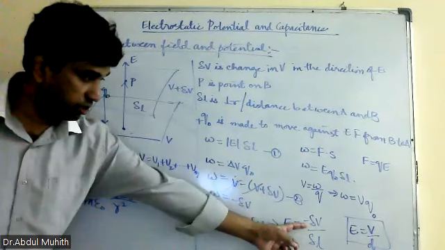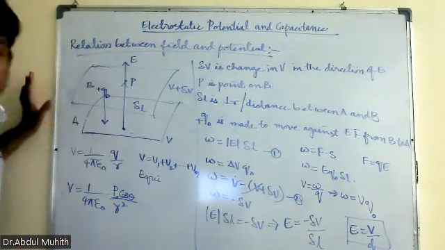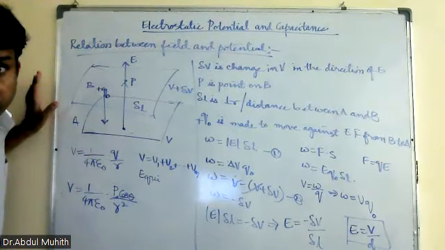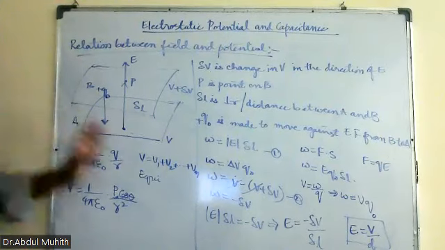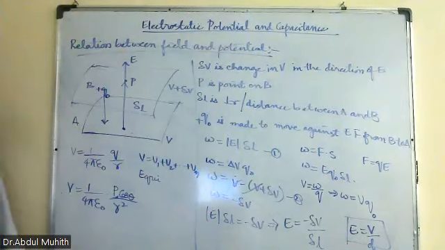But I am removing the minus, because potential is a scalar quantity. It is not a vector quantity. Is that clear? So this is a very important relation: E is equal to V by D. E is equal to V by D is an important relation, which brings the relation between electric field and electric potential. Is it clear?